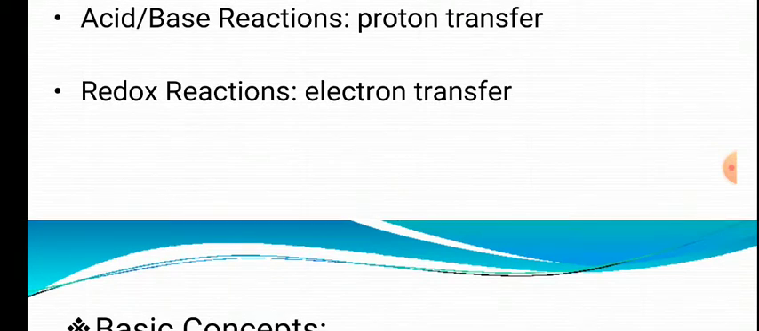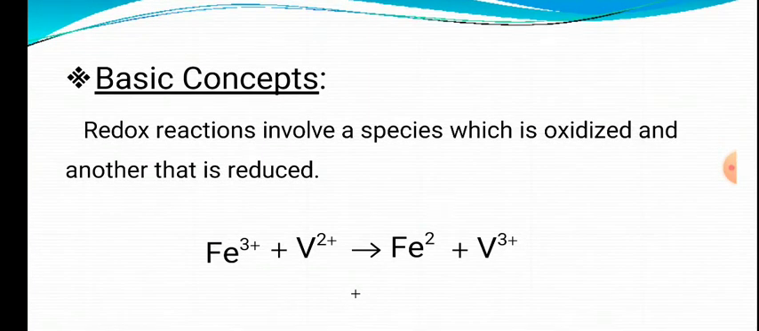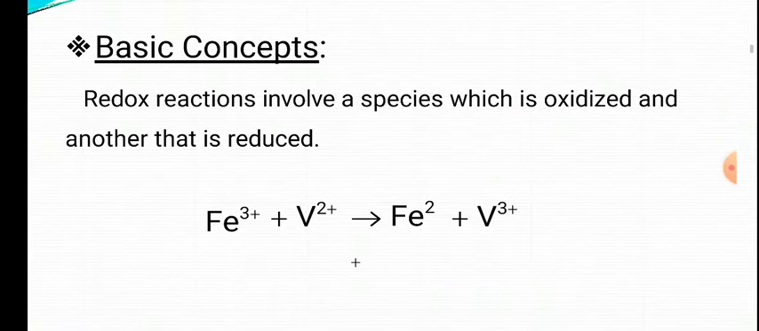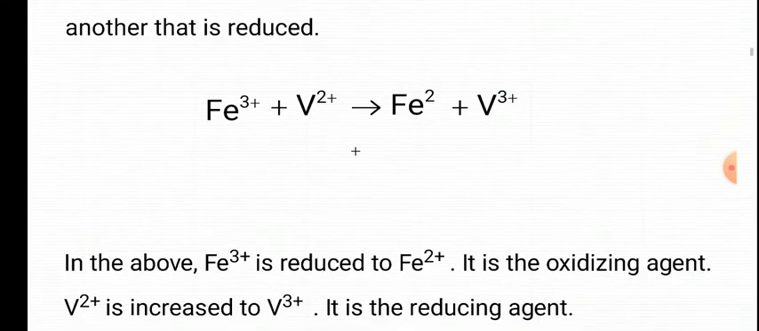So if I take a simple example of the redox reaction, if you look at the reaction, that is Fe3+ + V2+ is converted to Fe2+ + V3+. Sorry, there was a missing plus sign. So here the ferric ion is converted to the ferrous ion, so there is the involvement of reduction, and V2+ is converted to V3+, so oxidation takes place.